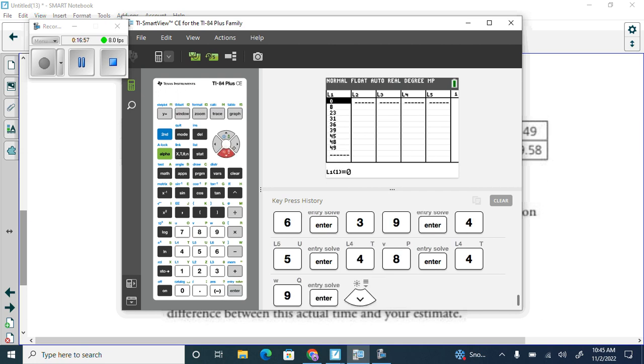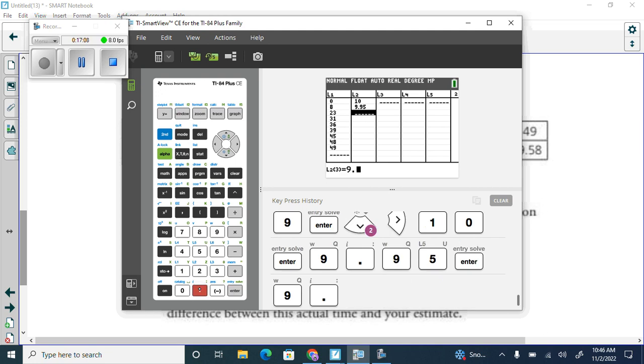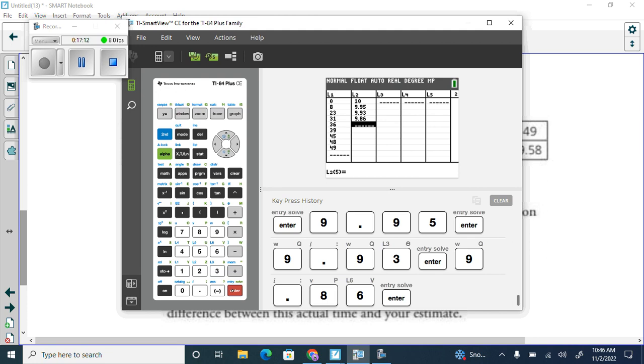Okay, and then in our list 2, we have 10, 9.95, 9.93, 9.86, and they're getting faster, right? As the times improve.